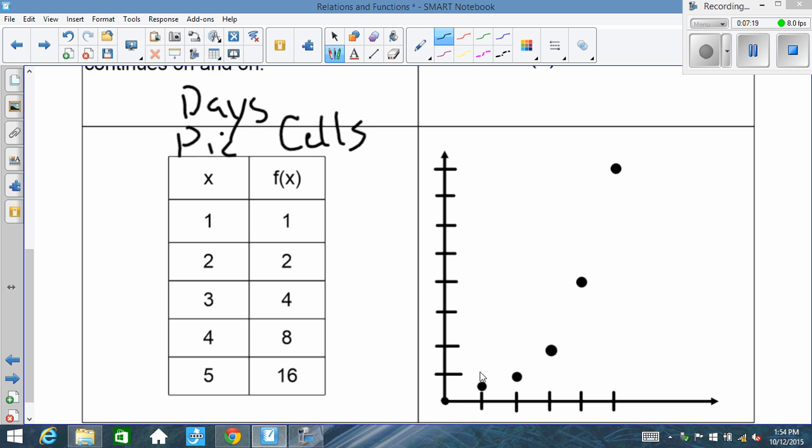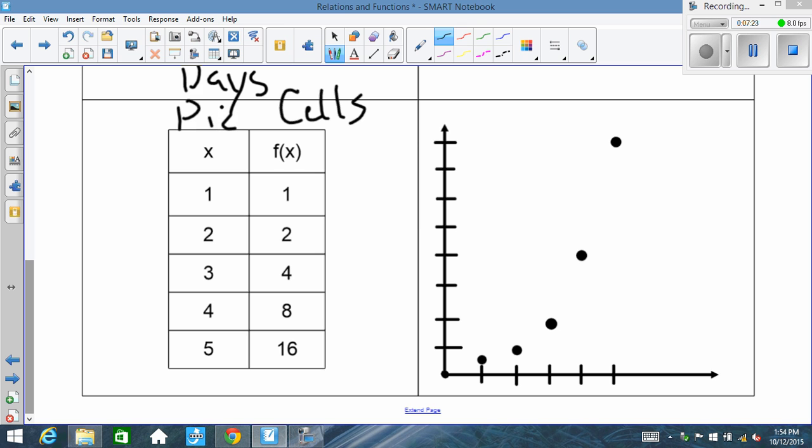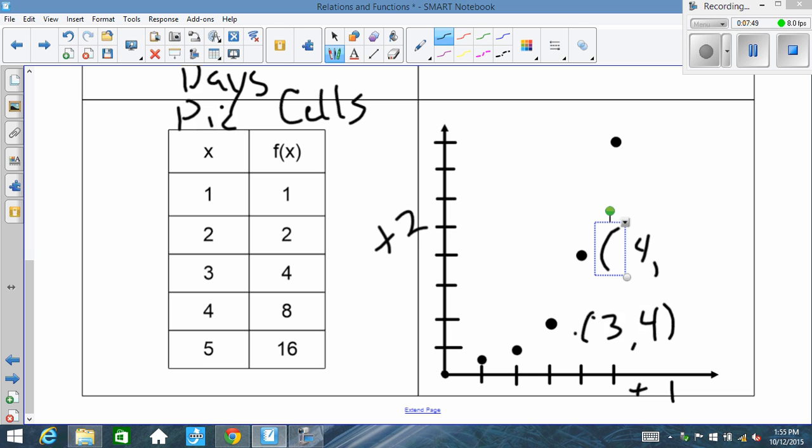And then of course you should be able to graph this on a coordinate grid. So I counted by 2's on this side, so everything's counting by 2's, and this one's counting by 1's on the x-axis. So each tick mark here is 1, 2, 3, 4, 5, which is my days. Then I'm counting by 2 here. So the first one was 1, 1, 2, 2, 3, 4. This would be 3, 4 here. This one here is 4, 8. And this one here is 5, 16.